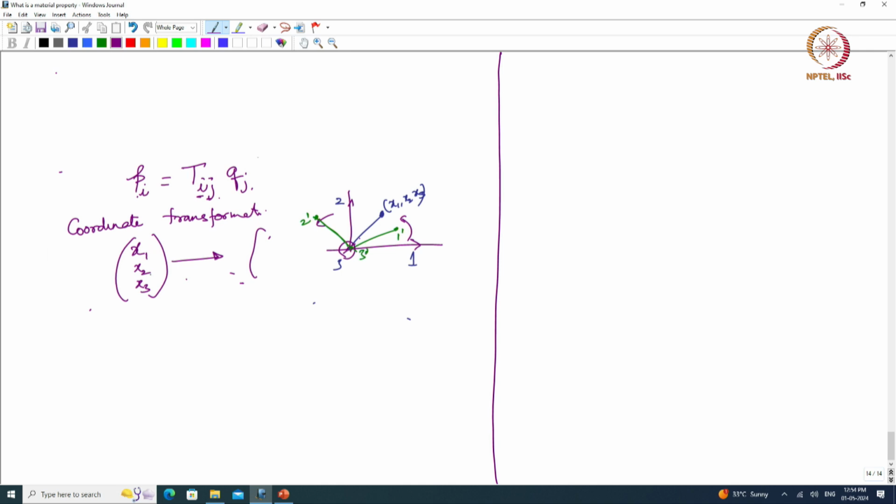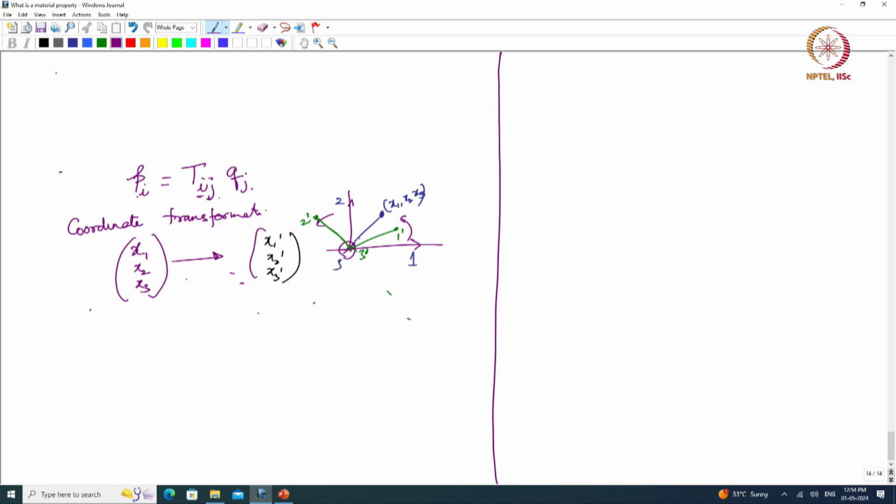Then x1, x2, x3, which is this vector in the new coordinate system, has different names. It has to be addressed differently, and that addressing is x1 prime, x2 prime, x3 prime. In other words, we say x1, x2, x3 transforms into x1 prime, x2 prime, x3 prime. Now how do you deal with such transformations?